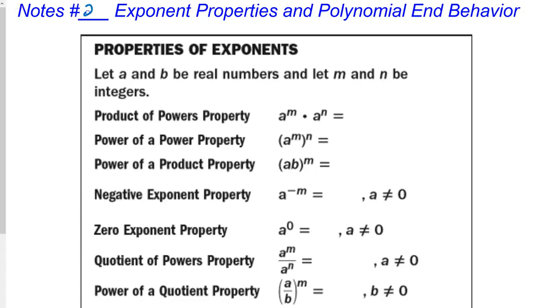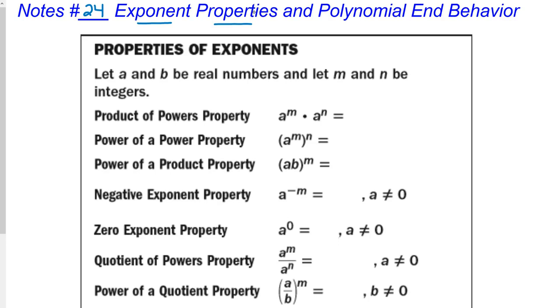We are on notes number 24 and we're starting chapter 5 where we focus on polynomials. We'll be going beyond the book by the end of the chapter and doing some different things, but we're going to start in section 5.1 and look at exponent properties. And this should be a review for you.